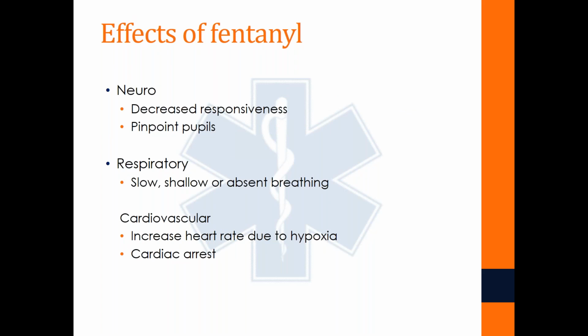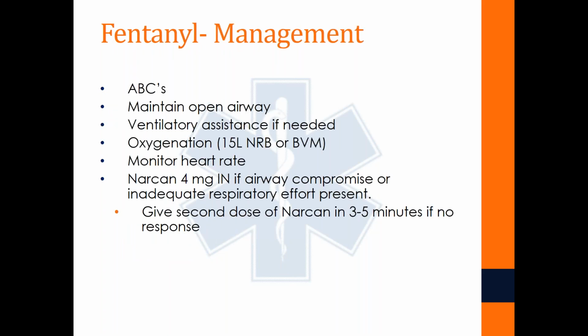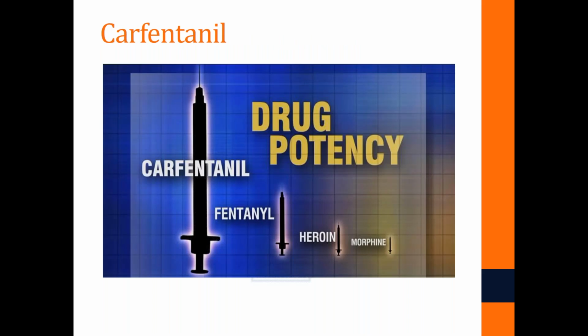Our neuroscience and symptoms: decreased responsiveness, pinpoint pupils, everything that points us towards a central nervous system depressant. But look at what's changed. Nothing's changed. ABCs: maintain an open airway, ventilate, oxygenate, monitor their heart rate, and give Narcan when indicated, period. So now the picture you're going to see next is going to show why, when carfentanil first came around and everybody was talking about how dangerous it was, you'll see exactly why.